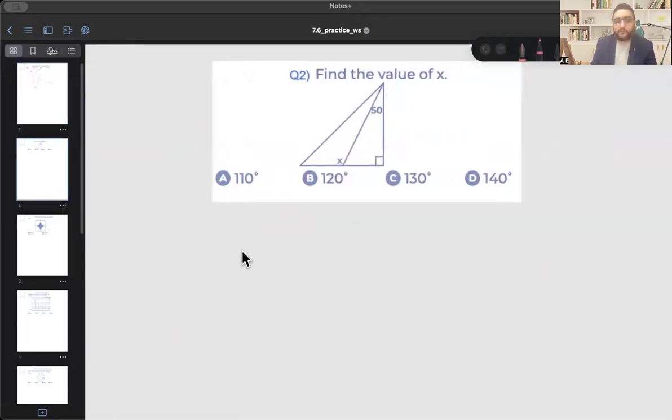Let's move to question 2. Find the value of x. We have a triangle like this. This angle, its measure is 50. This is 90, and this is x. How can we find the value of x?